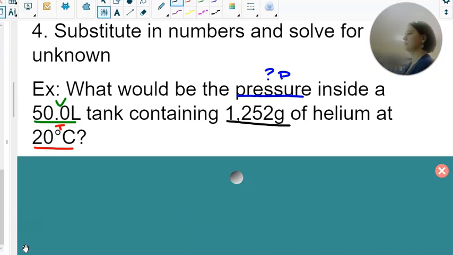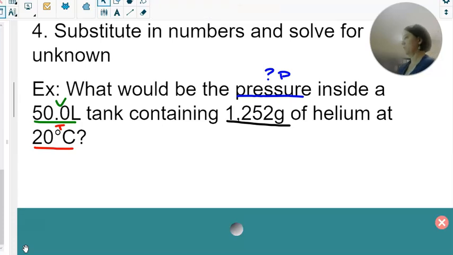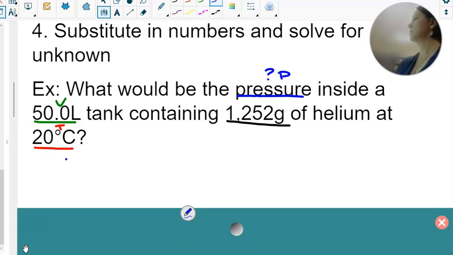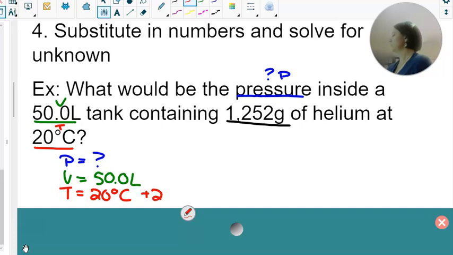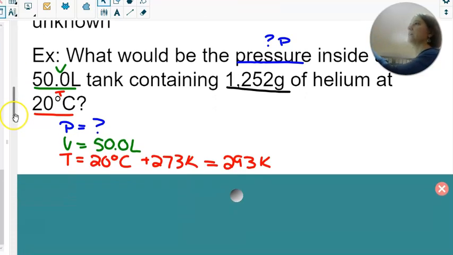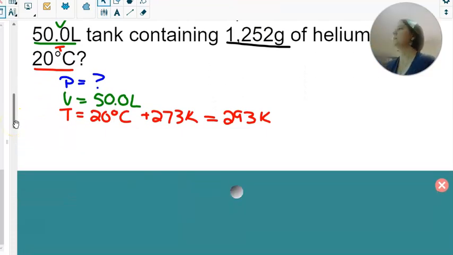All right, so let's write down what we know. So our pressure is our question mark. Our volume equals 50.0 liters. Our temperature is 20 degrees Celsius. Let's do our conversion. Plus 273 Kelvin equals 293 Kelvin.